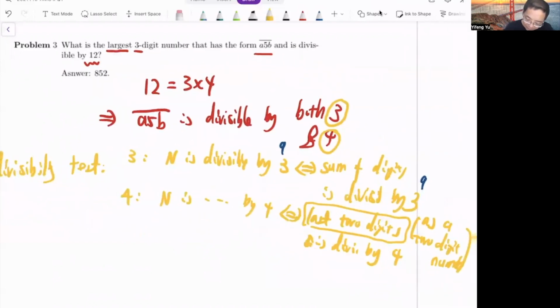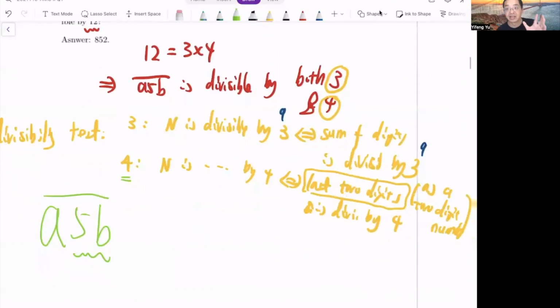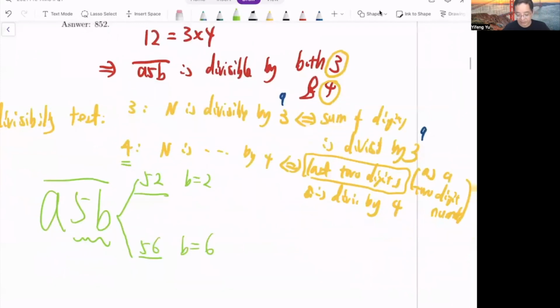Now let's look at what we have here: A, 3, 5B. First of all, let's take care of 4. As we said, we just need to look at the last 2 digits. In order for this to be divisible by 4, we have 2 choices. Either 5, 2, which means B is 2, and this is divisible by 4, or 5, 6, which means B equals 6.